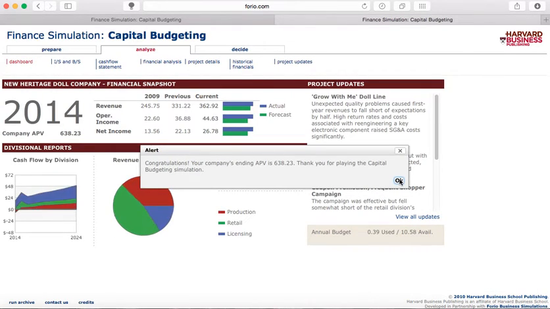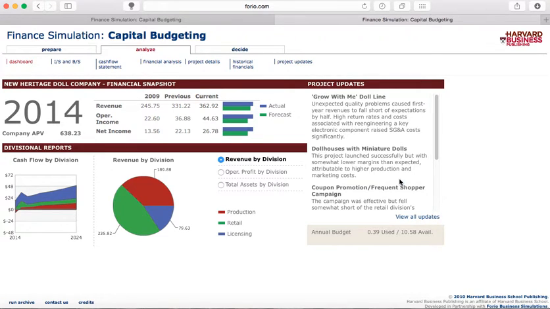And it looks like we have an ending APV of 638.23, which is not bad considering it used to be 319. So looking at this, we have doubled our net income over our past 5 years, as well as operating income. So those are very significant numbers.